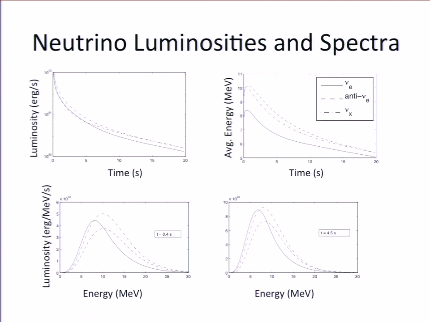And so you can see that the luminosity is actually fairly similar between flavors. At early times you have higher energies, and then you move towards lower energies at later times, and they all start to converge. And these are differential spectra, but I'm not really going to talk too much about those today. So that's the general picture of proto-neutron star cooling.